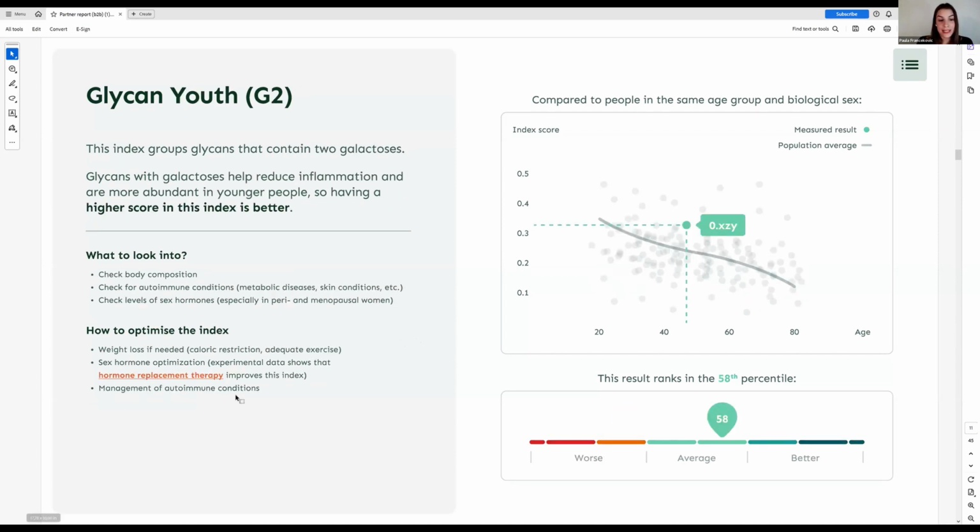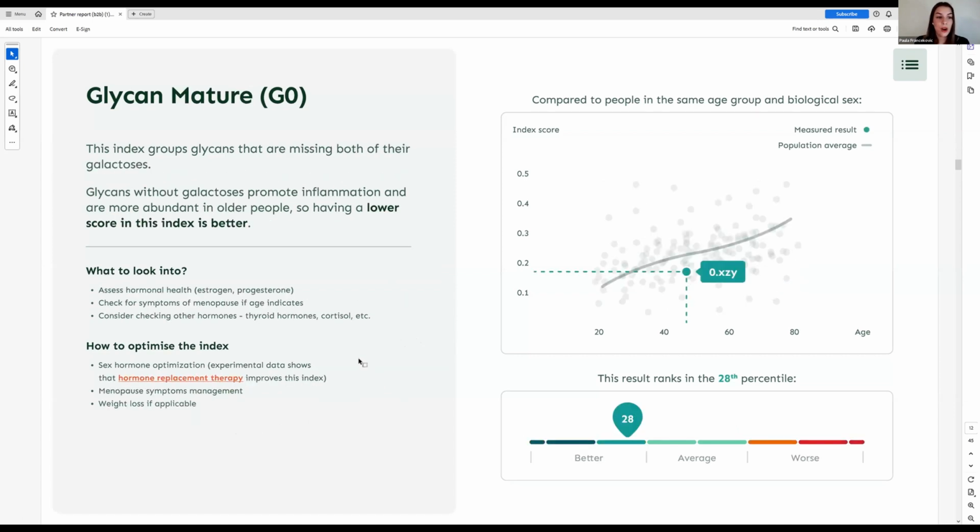We also know that some autoimmune conditions tend to decrease the level of glycan youth indexes, and this also needs to be triangulated with a family history or a personal history of the client. On the other side of things, we have the glycan mature. This is a set of pro-inflammatory glycans, and for this index, we want to have as low a score as possible. Here we see a beneficial result.